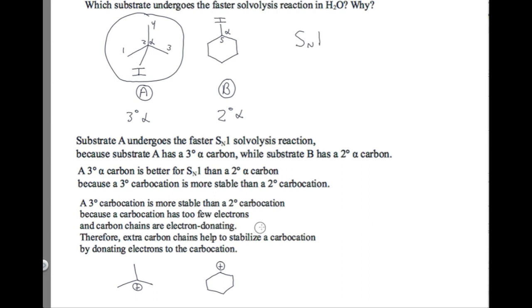So here's even more detail about why tertiary carbocations are more stable. It's because carbocations have too few electrons, and carbon chains help to stabilize that because they are electron donating. A tertiary carbocation has one extra carbon chain that a secondary doesn't, and that extra carbon chain helps to stabilize the carbocation by donating electrons to the carbocation. Here there are 3 carbon chains surrounding the carbocation that can stabilize it by donating electrons to it. Here there are only 2 carbon chains surrounding the carbocation that could stabilize it by donating electrons to it.